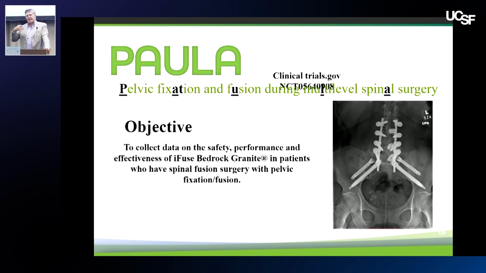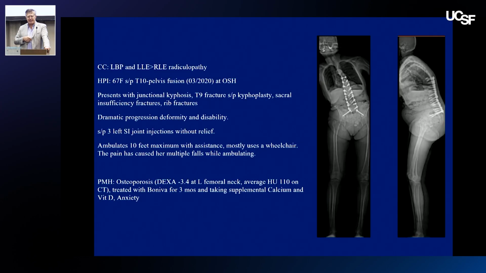And that brings up the next question of, well, what about using a screw that's going to fuse the SI joint? And that's the next round of this clinical trial. And we don't have any data from that yet. But what about fusing the sacroiliac joint? Does that help us more than the Sylvia type technique? I'm going to wrap up just with, I think, one more case.